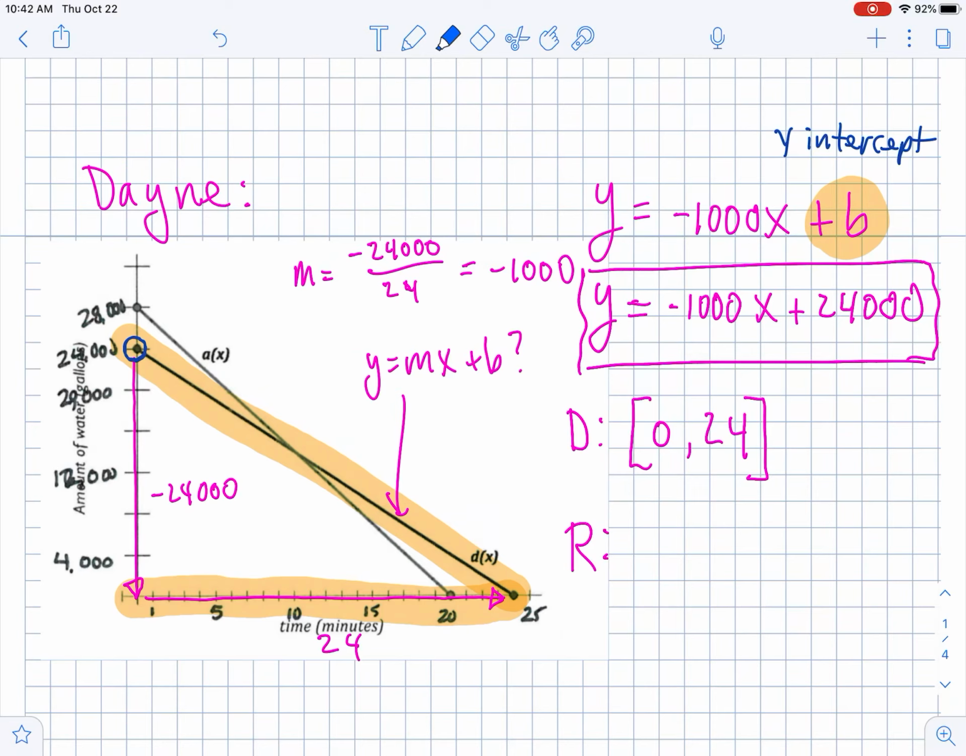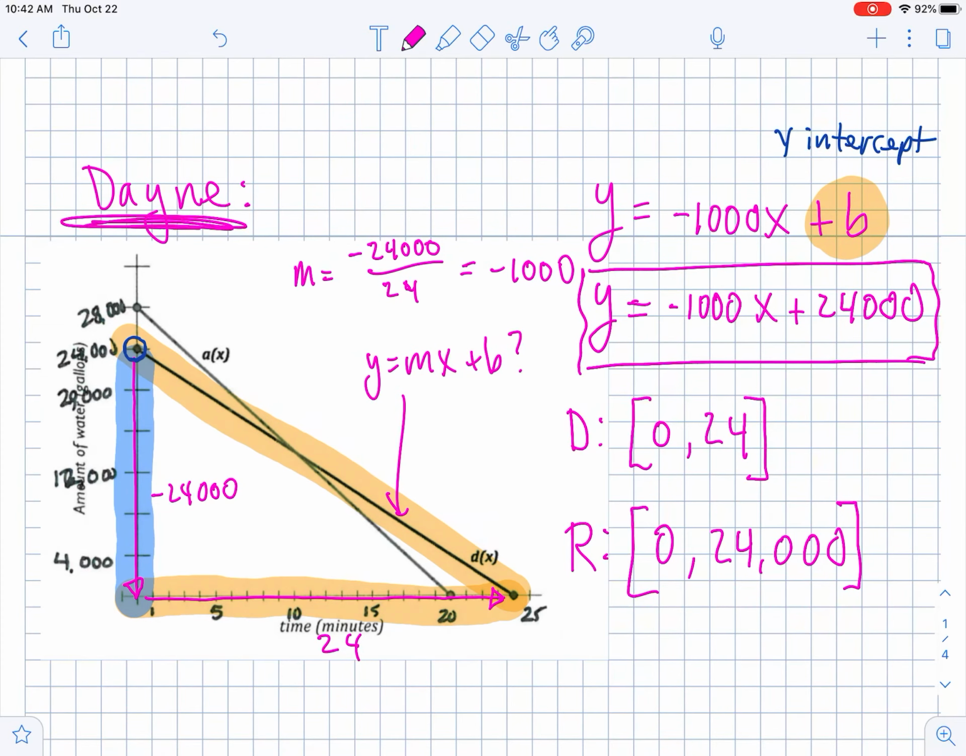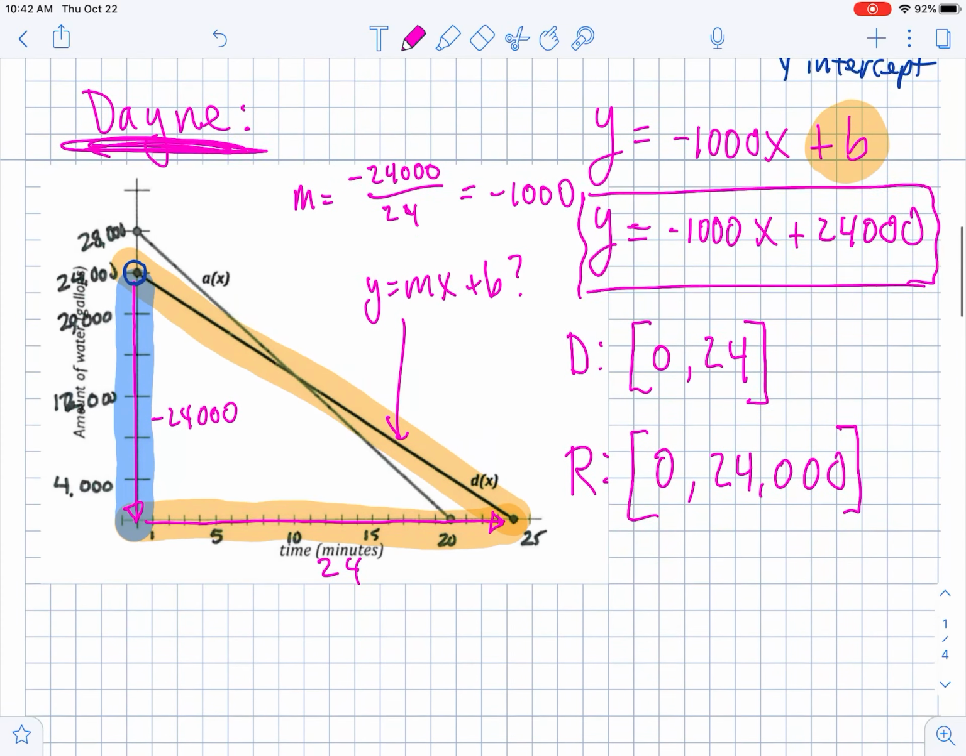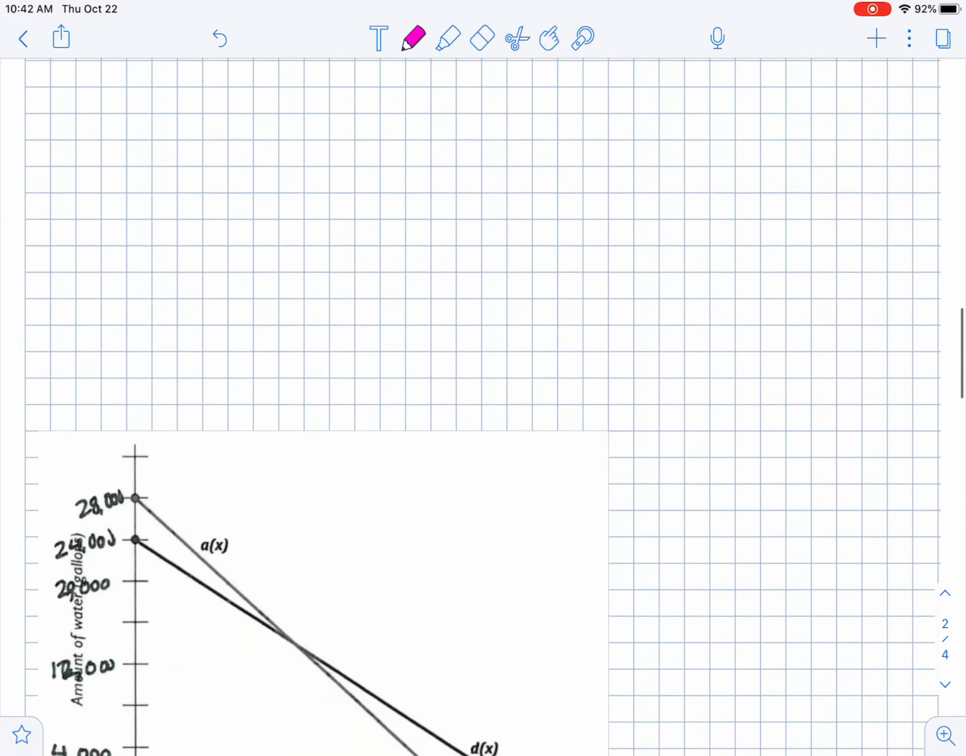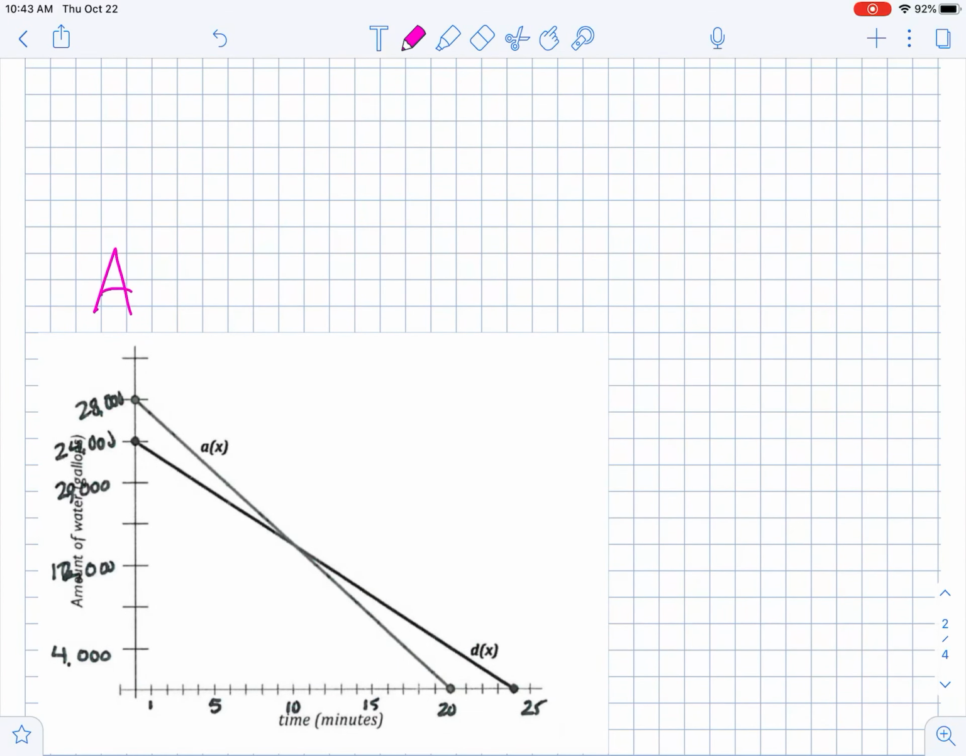The range is all of the y values or the outputs that can happen for this problem. If you look, it starts at 0 and goes all the way up to and stops at 24,000. So the range includes 0 and goes all the way up to 24,000, and includes that number as well. So this was all for Dane's pool. Let's take a look at Allie's pool.